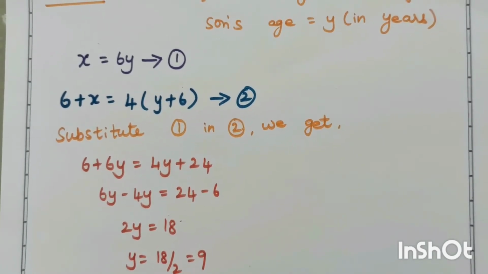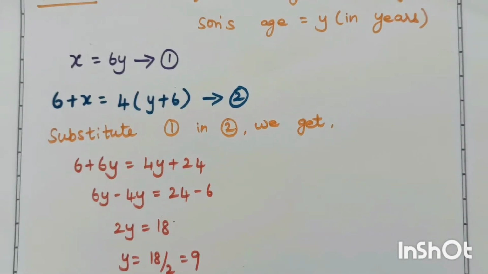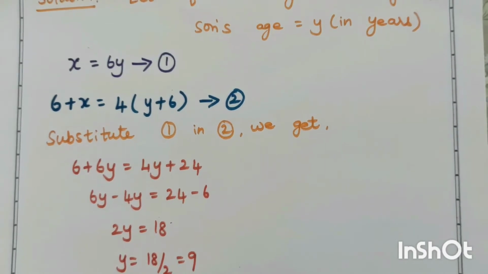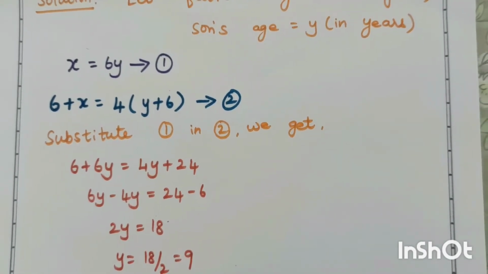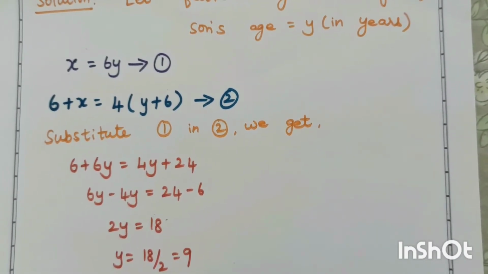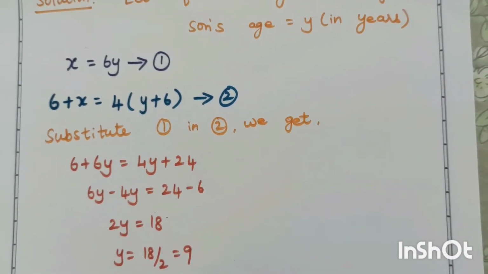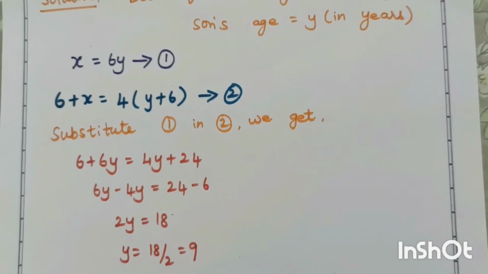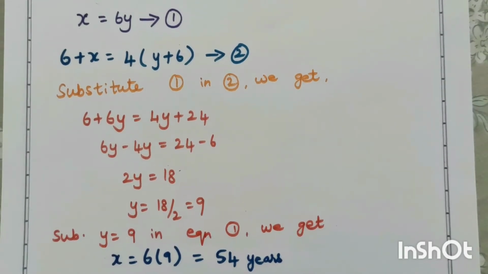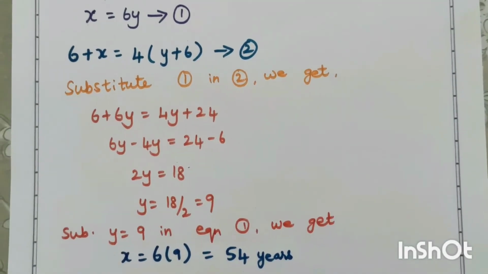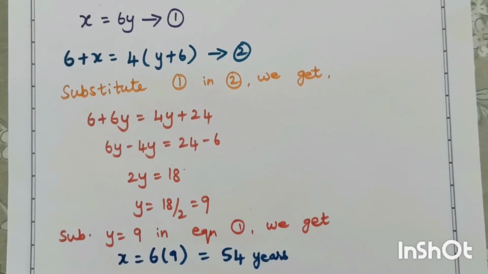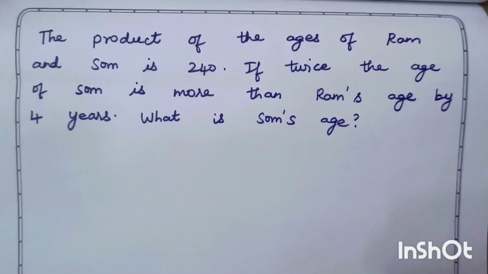So if we get the son's age, we can easily find the father's age, because in the first equation it is given that x is equal to 6 into y. So we have to multiply 6 into 9. So we get 54. So 54 is the father's age. At last we found the present age of the son and the father. So the son's age is 9 years and the present age of the father will be 54 years. Alright? Let's move on to the second problem.